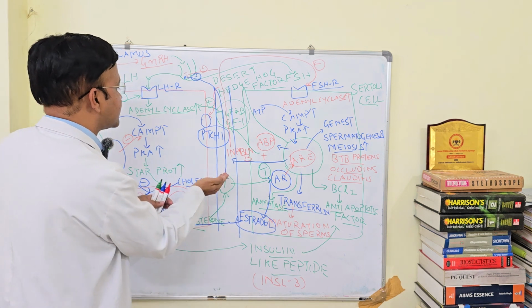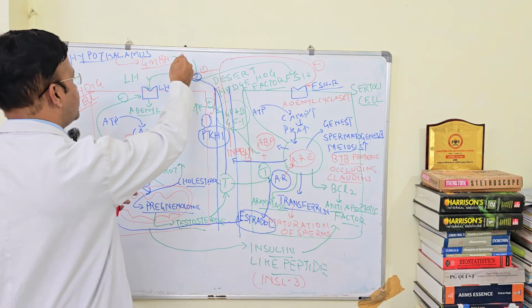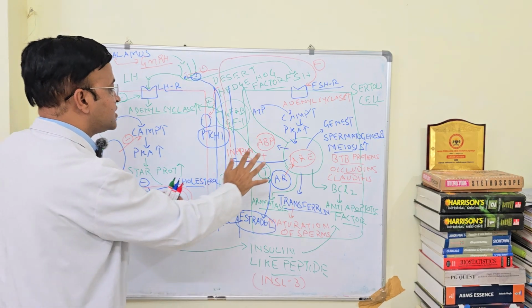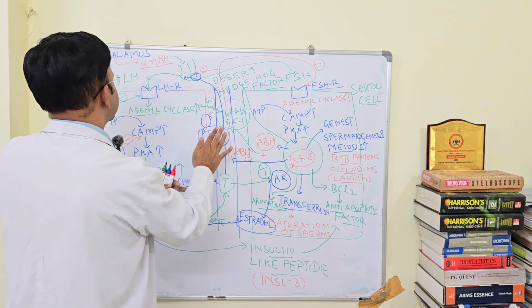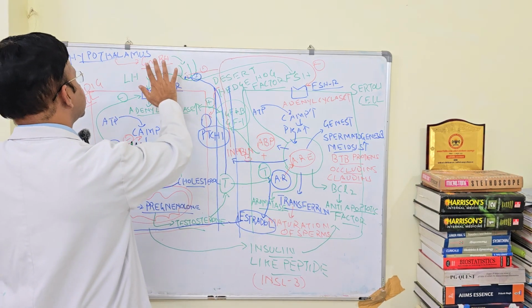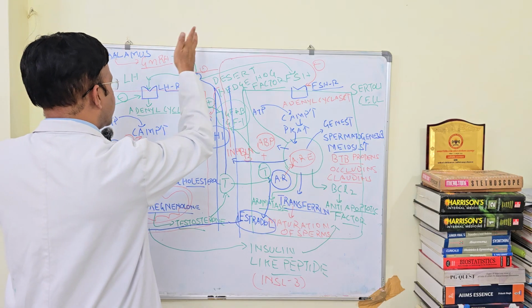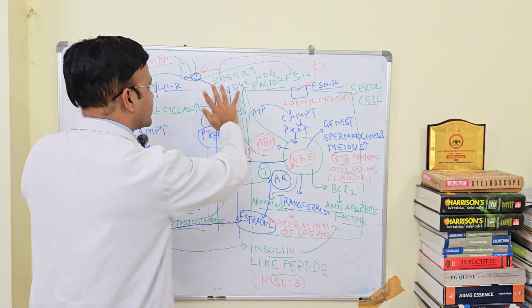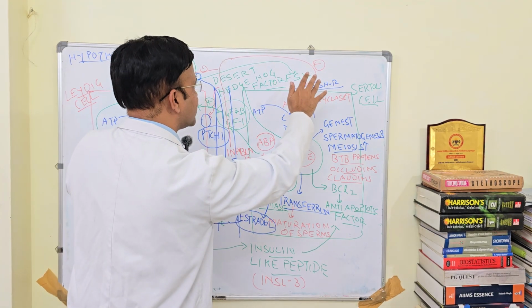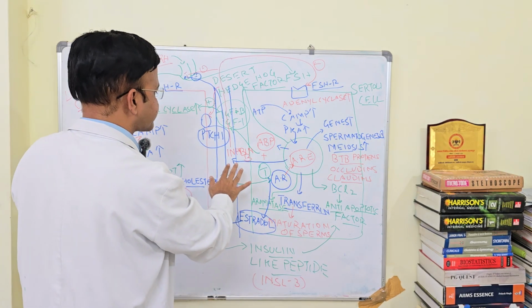Apart from that, the testosterone is going to inhibit the release of LH from anterior pituitary. The nucleus of Sertoli cells will also synthesize inhibin B, right, which is going to inhibit the release of this FSH from anterior pituitary, right? It will also act at the level of receptor and impede the action of FSH, right?